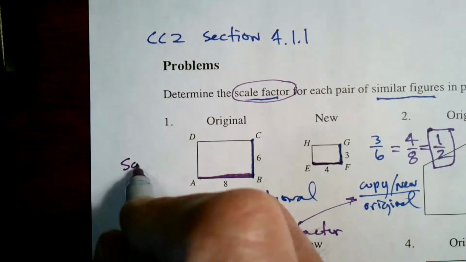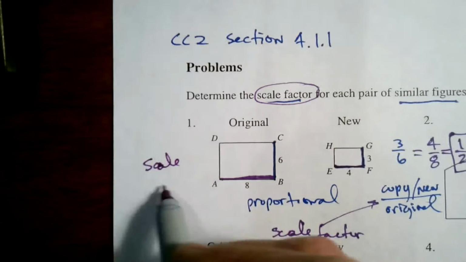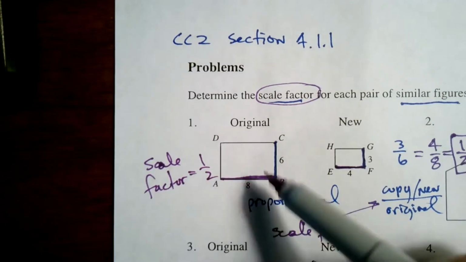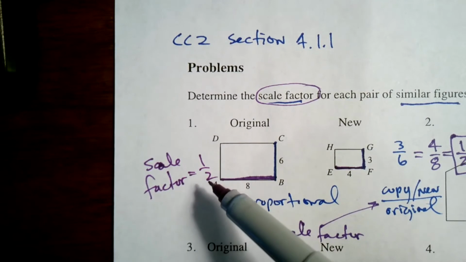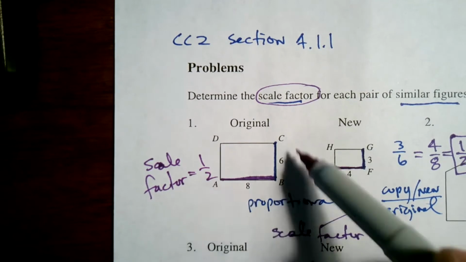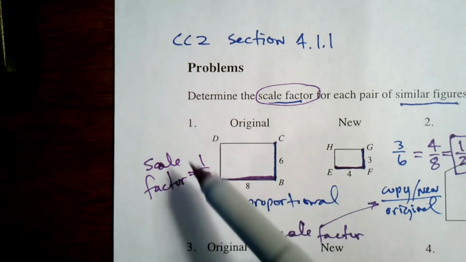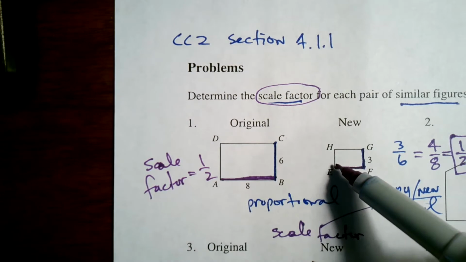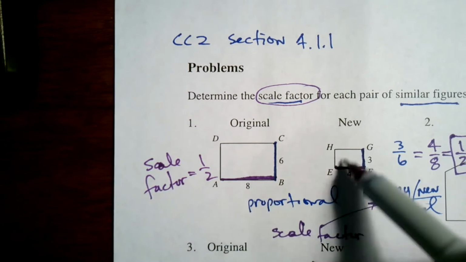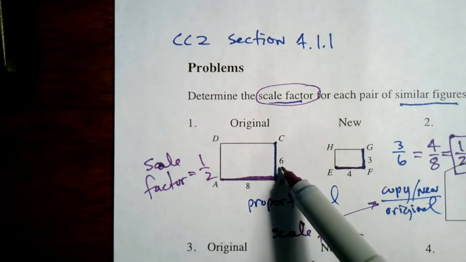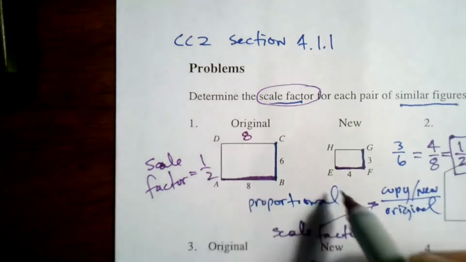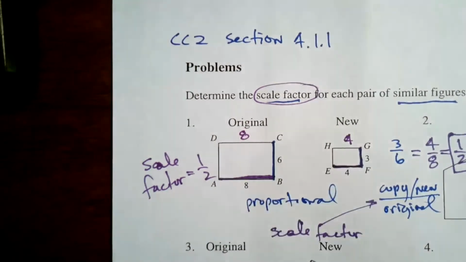So for number one, the scale factor is equal to 1/2. What else does that tell us? Scale factor also tells us that this shape, the original, is reduced to 1/2. It's scaled down by 1/2. So each of those sides is scaled to 1/2: that's 6, that would be 3; that's 8, that would be 4. Half of 8 is 4. All right, there you go.